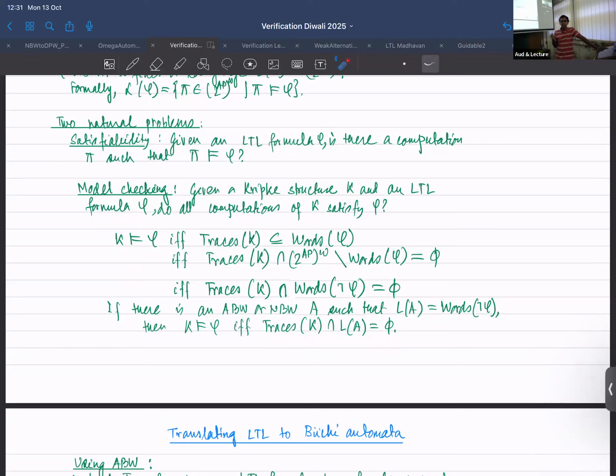The negation formula can describe something bad. So what we want to say is that any execution of the system should not intersect with such a bad word. So that should be empty. This is the model checking problem.